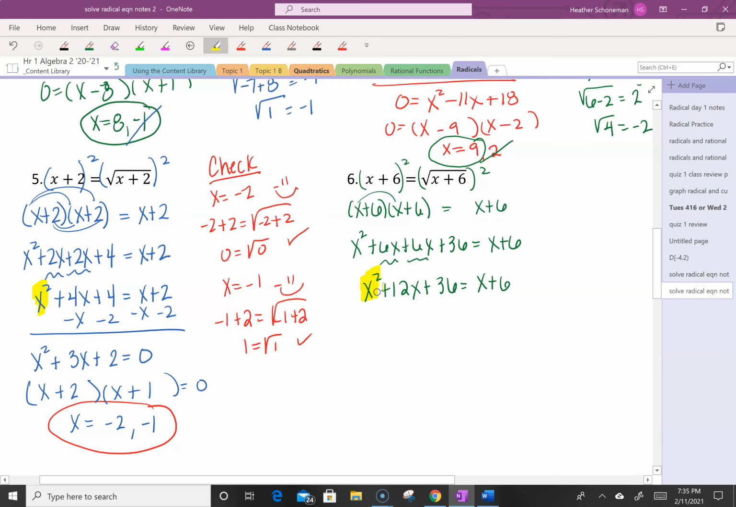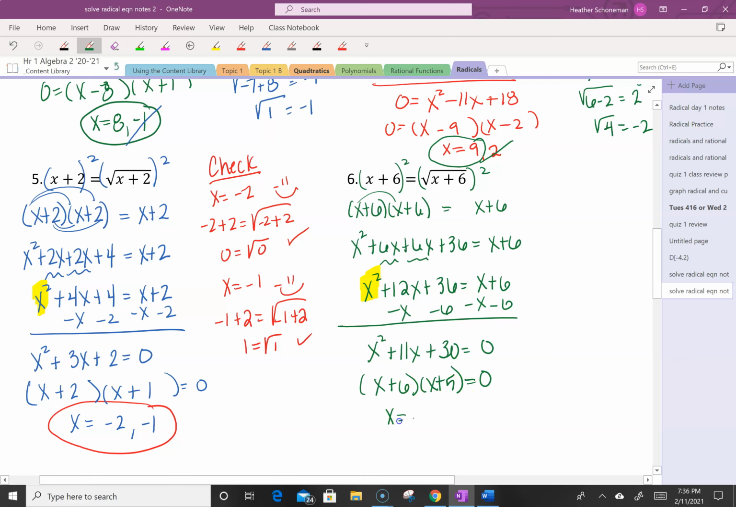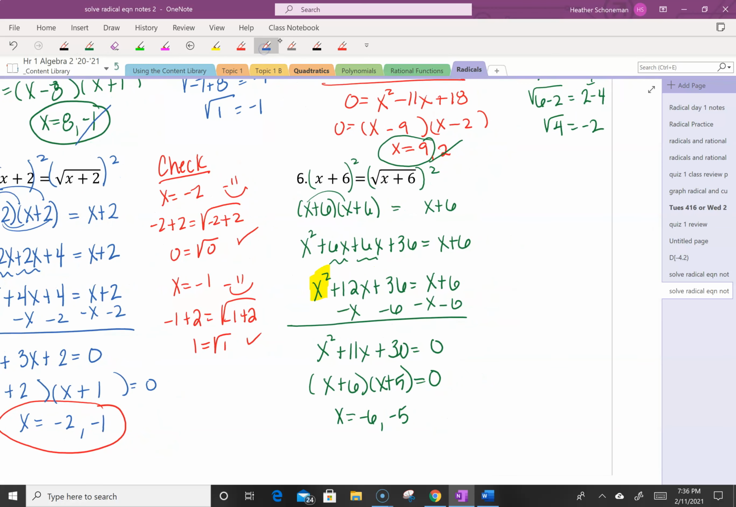Okay, again, so when I see the x squared, I know it's quadratic. I know I need to set it equal to 0 and factor, and I know I'm going to have to check my answers. So on this one, to solve, I'm going to subtract x and subtract 6. So that gives me x squared plus 11x plus 30 equals 0. So this is going to be x plus 6, x plus 5. So when I solve, x equals negative 6 and negative 5. And as we saw in the last one, just because they're negative doesn't mean it's a bad solution.